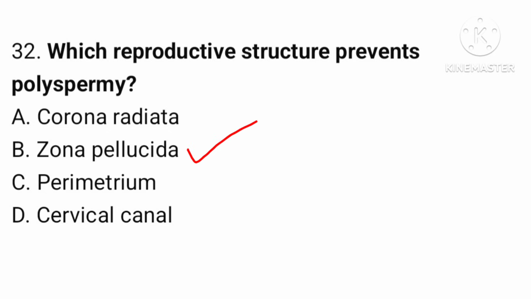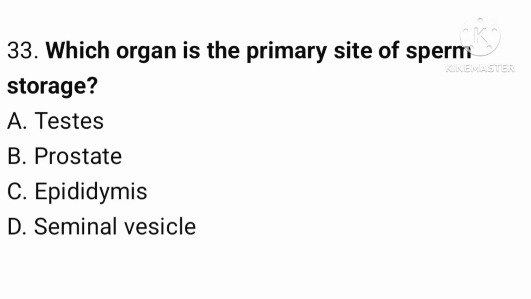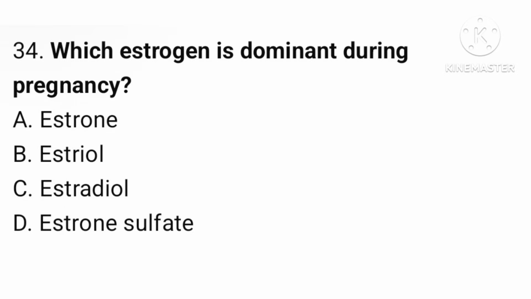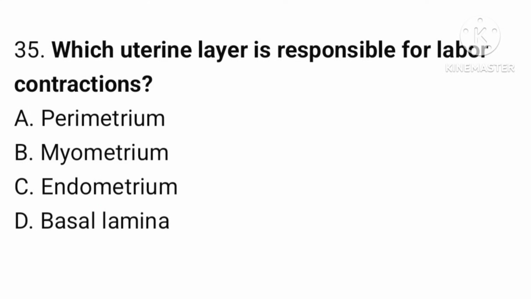Correct option is B. Which organ is the primary site of sperm storage? Correct option is C. Which estrogen is dominant during pregnancy? Correct option is B. Which uterine layer is responsible for labor contraction?